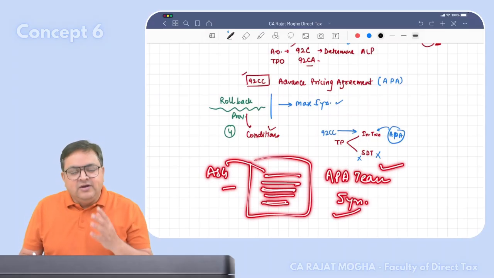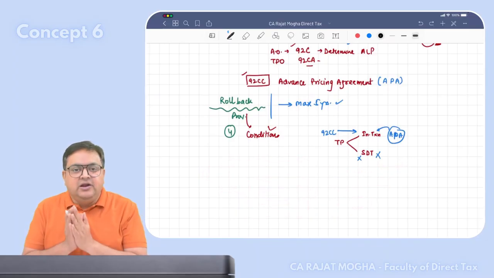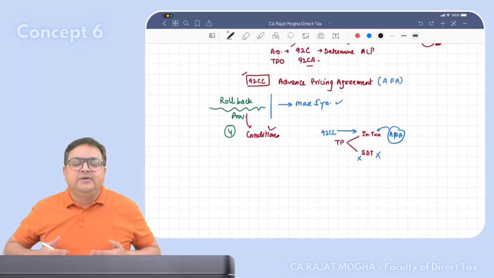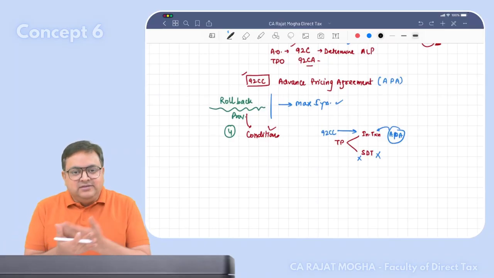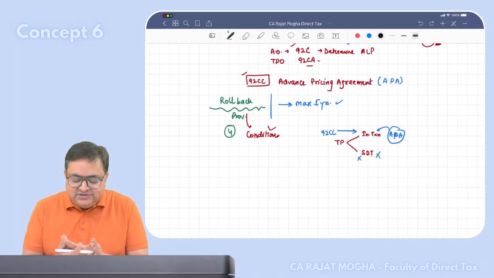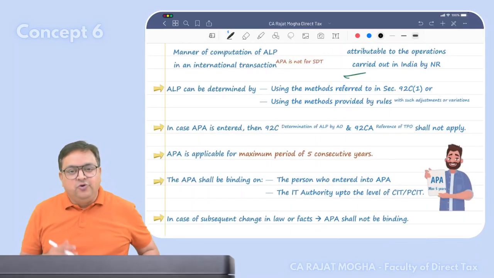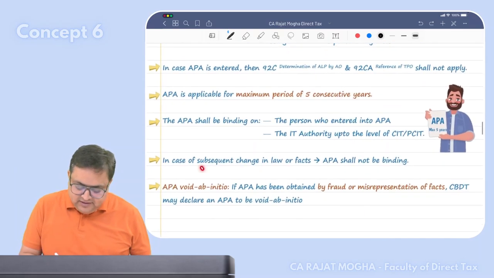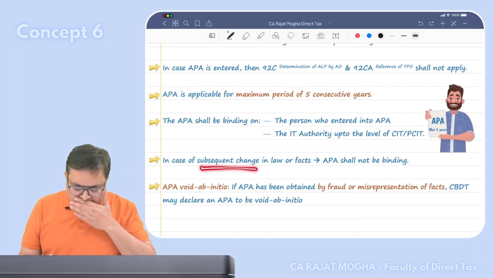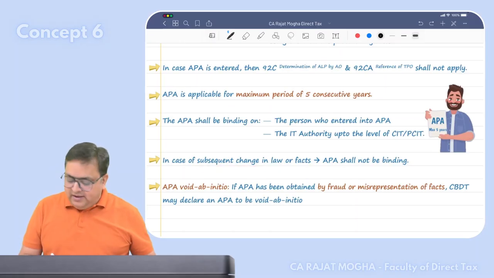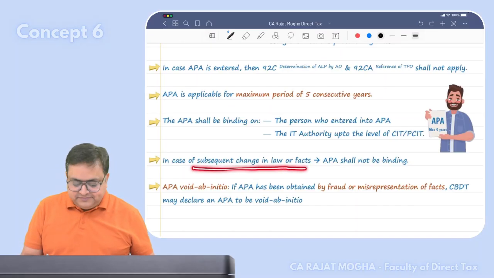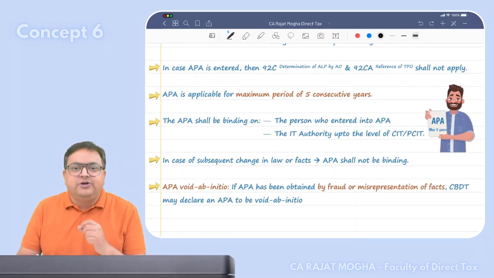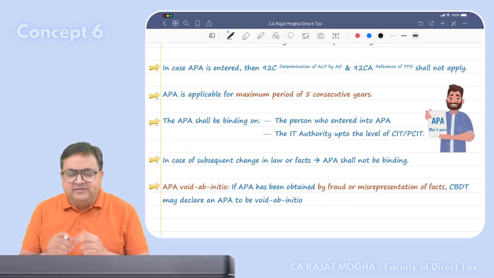The answer is no. If there is any subsequent change in any law or any fact, then your APA will not be valid now, because the base on which you have taken the ALP has changed. So you can't go with the same APA. In case of subsequent change in law or facts, the APA shall not be binding. Got it? So now APA shall not be binding.